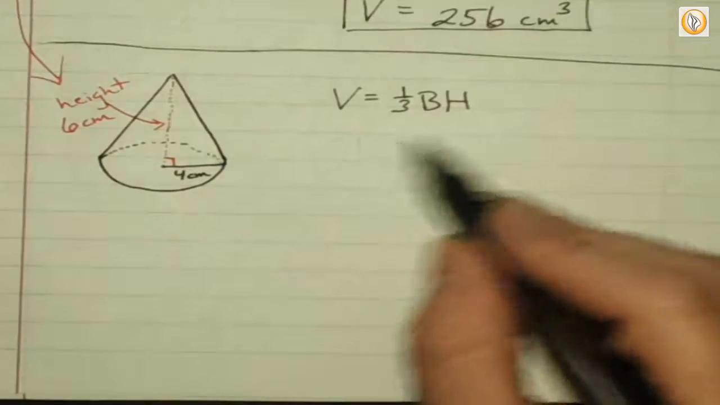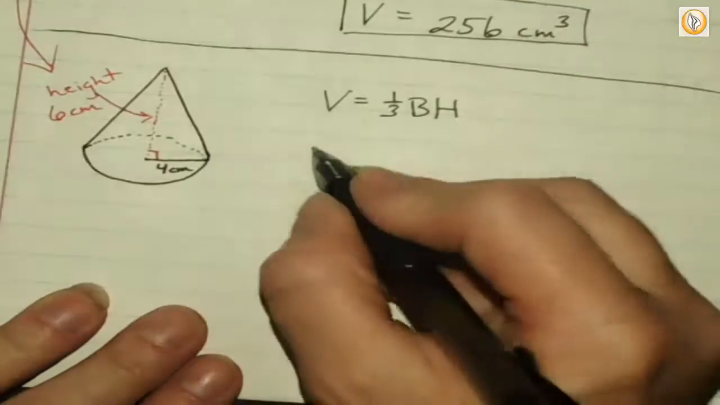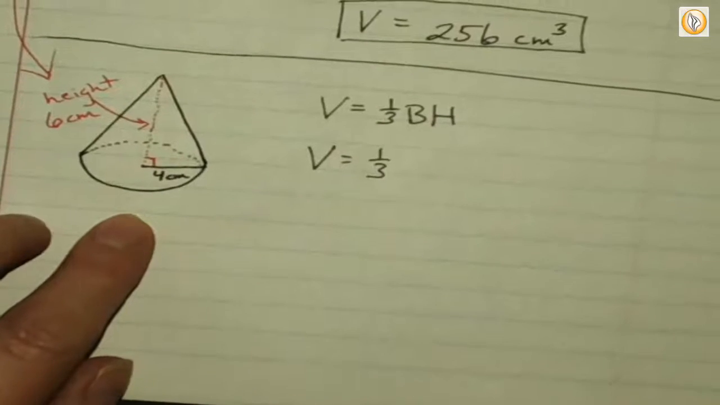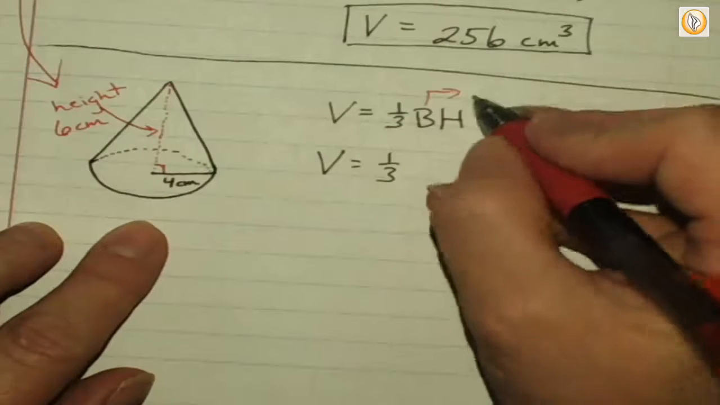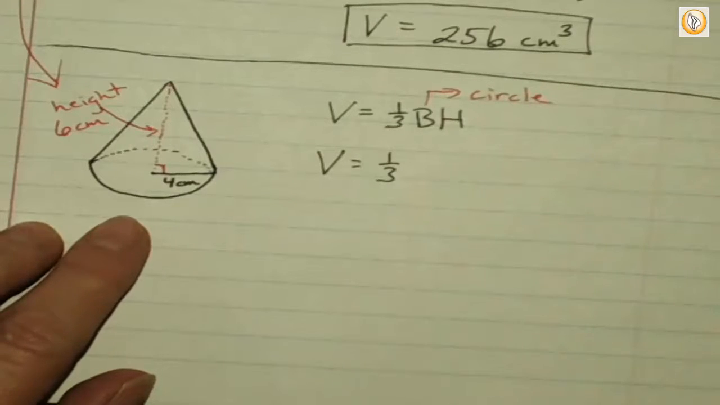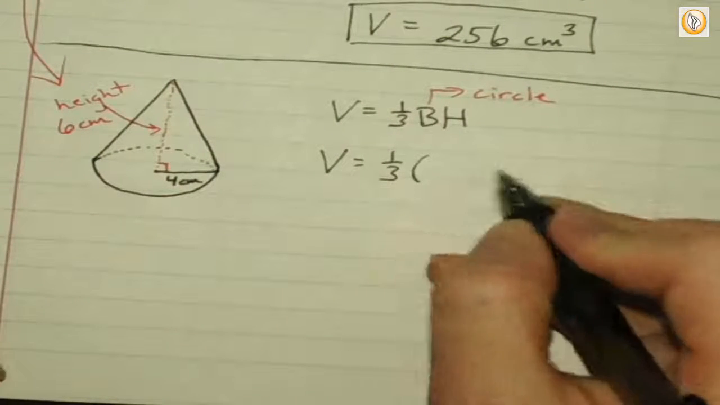All right, so here's the formula. Again, we're using the same formula for both a pyramid and a cone. Now we plug in our information. This time, the area of our base is what shape, boys and girls? It's a circle. That's right. So we need the area of a circle. And Izzy, what would that be?